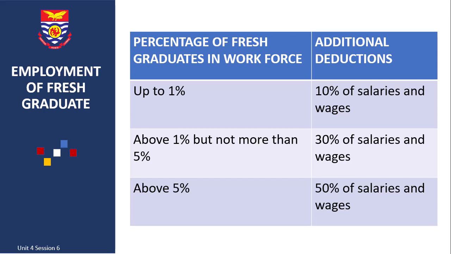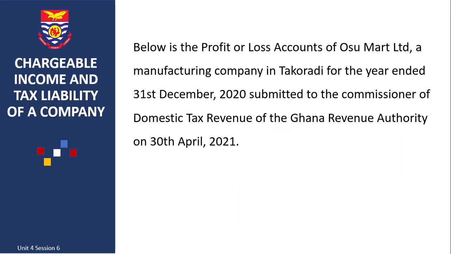If the percentage of fresh graduates in your workforce is up to 1%, 10% of their salaries and wages is granted as additional deduction. If it is above 1% but not more than 5%, 30% of their salaries and wages is granted as additional deduction. And if it is above 5%, 50% of their salaries and wages is granted as additional deduction. Now let us look at an example.